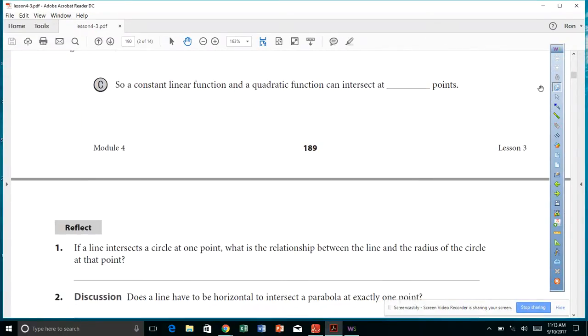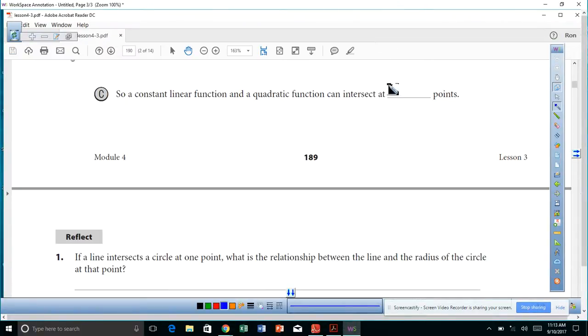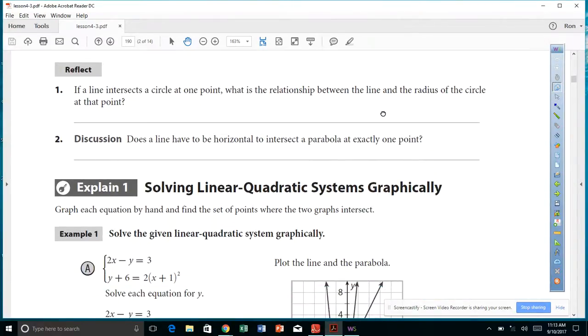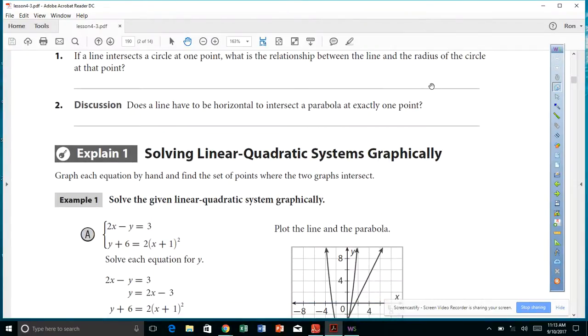So a linear function and a quadratic function can intersect at 0, 1, or 2 points. If a line intersects a circle at one point, what is the relationship between the line and the radius of the circle?